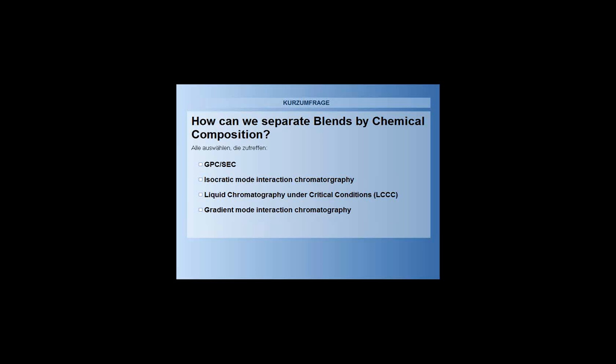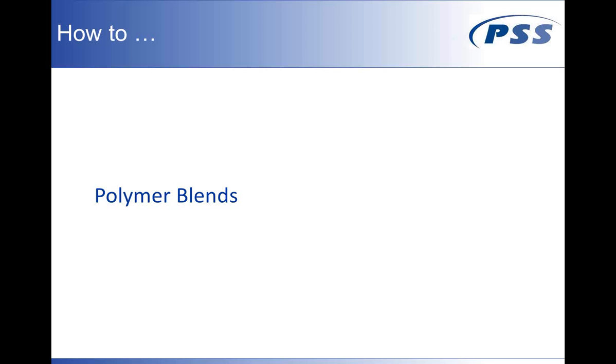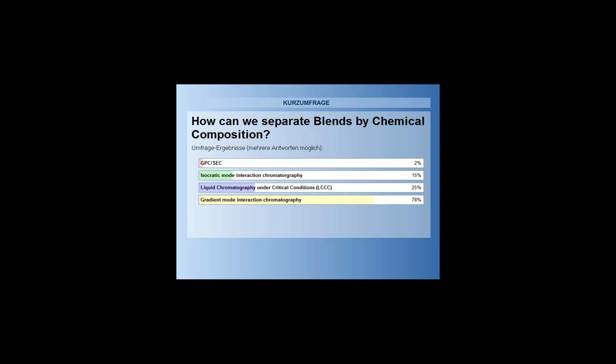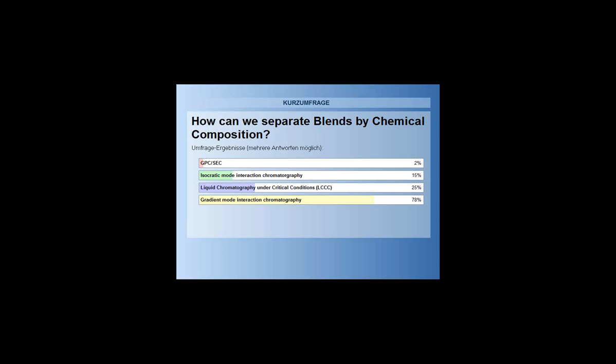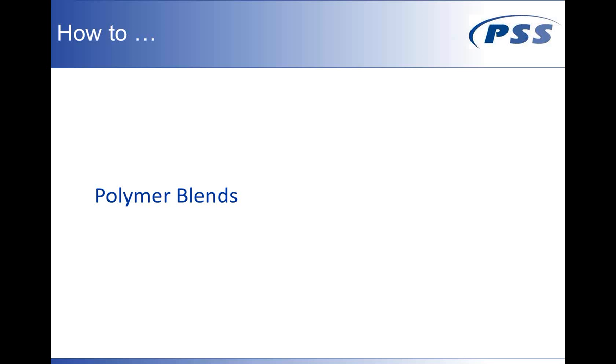You're getting good at this. We're already at the 80% mark. So I'm going to close the poll, and I'm going to share the results with you. There we go. So almost 80% of you answered gradient mode interaction chromatography, 25% liquid chromatography under critical conditions, 15% isocratic mode, and 2% GPC-SEC. And to find out what's actually right, I'm going to hand over to Wolfgang again.